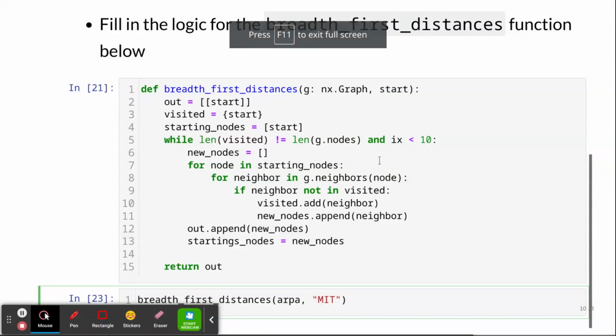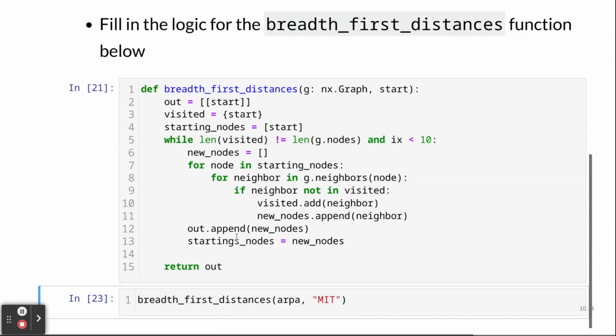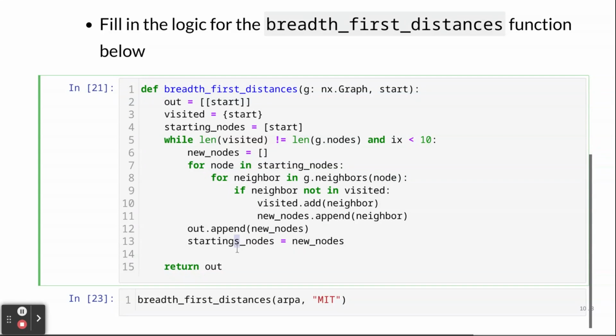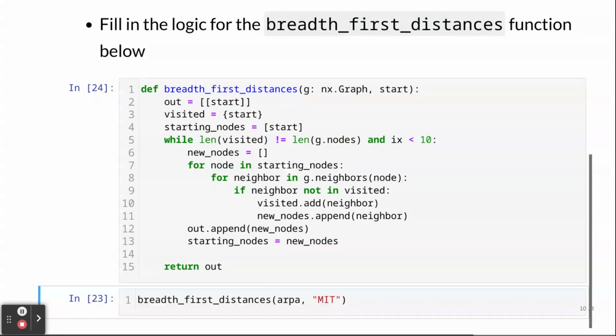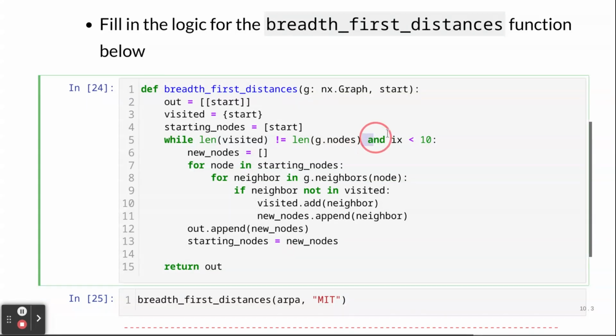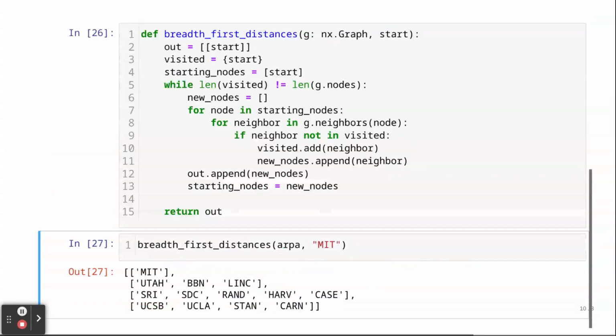All right, thanks for bearing with me. I did find my typo. So my typo here is right here. I had an extra S and I said startings nodes instead of starting nodes. And so now what I'll do is I will redefine my function and we'll execute it for MIT. Oh, left some debugging code in here. Execute it for MIT, and now we'll get the answer we were expecting.